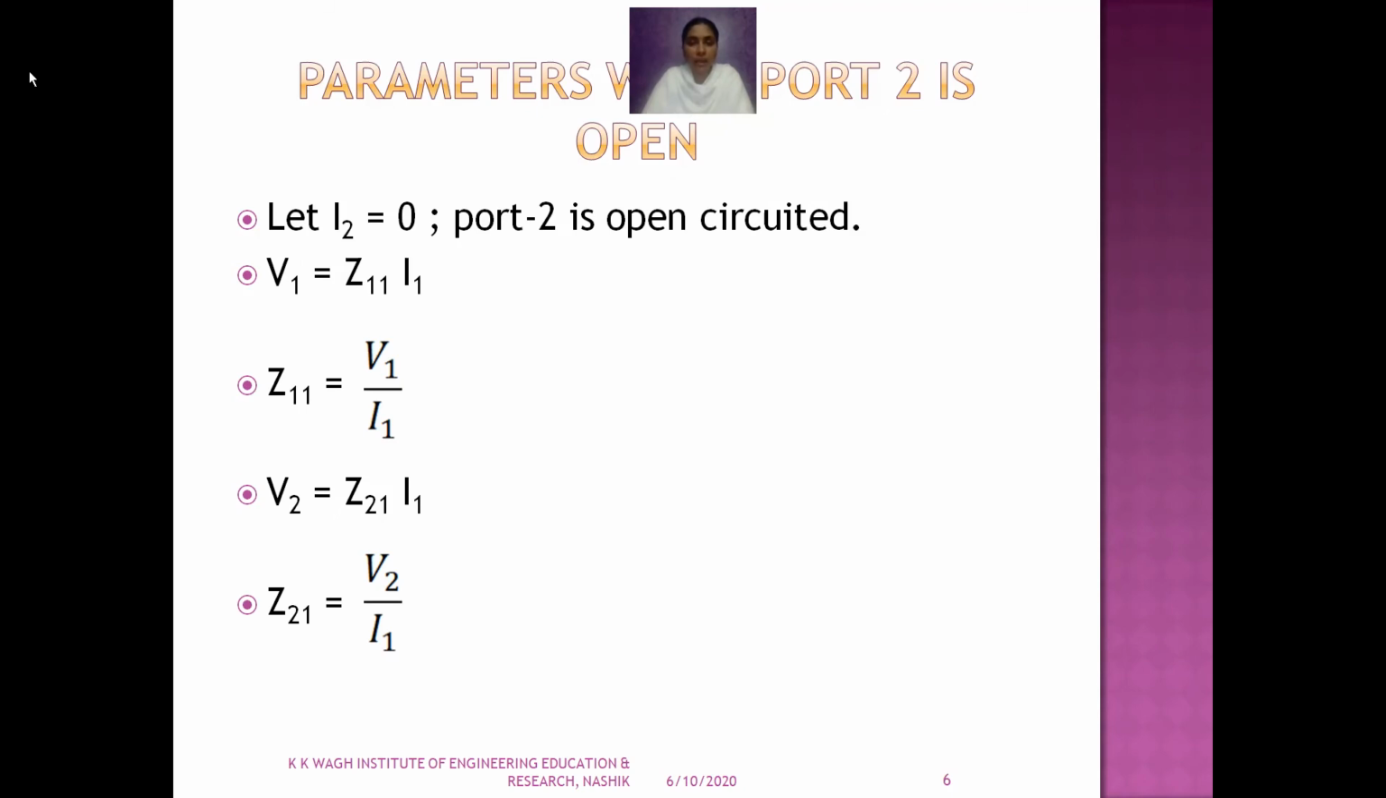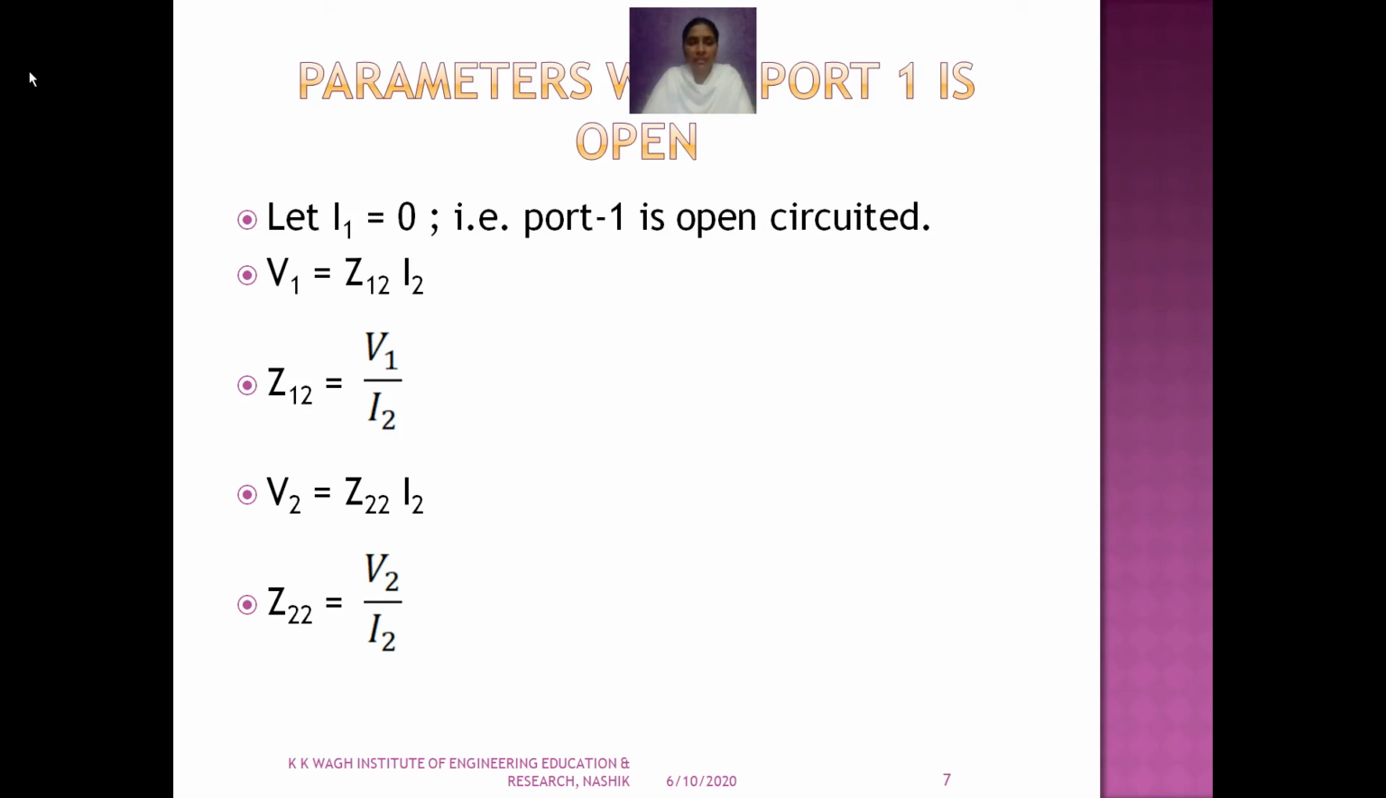Now we are calculating the parameters when port 2 is open. So when port 2 is open, I2 is equal to 0. I2 equal to 0 suggests that port 2 is open circuited. So V1 will now be Z11 into I1, that is Z11 is equal to V1 upon I1. V2 is equal to Z21 into I1 as we are putting I2 as 0. So Z21 is equal to V2 upon I1.